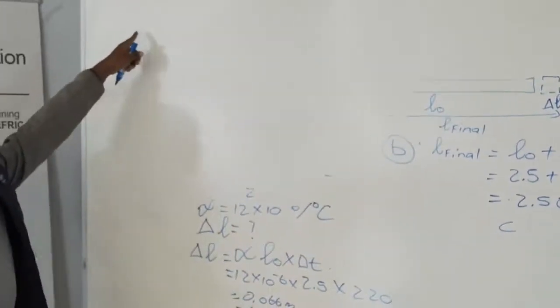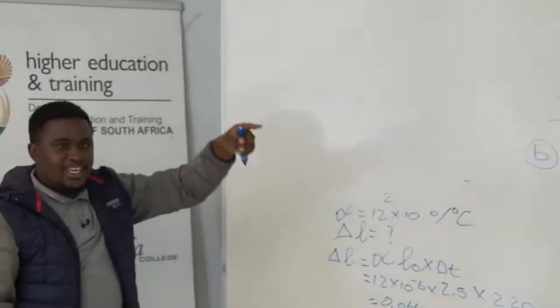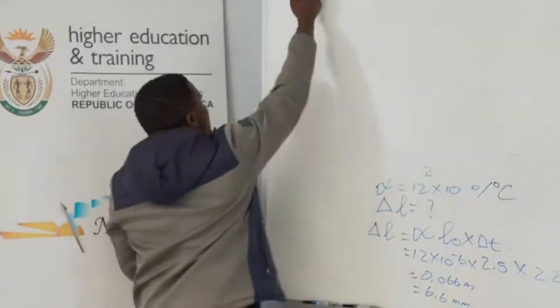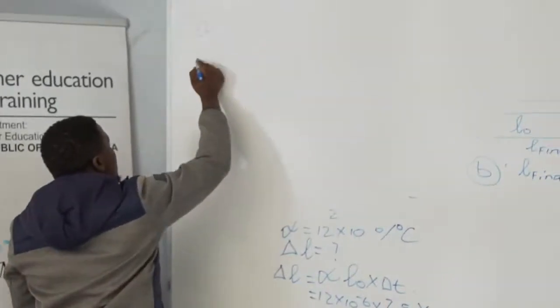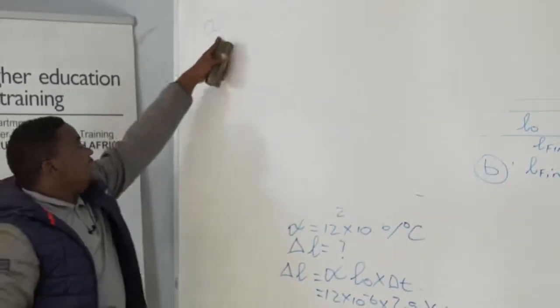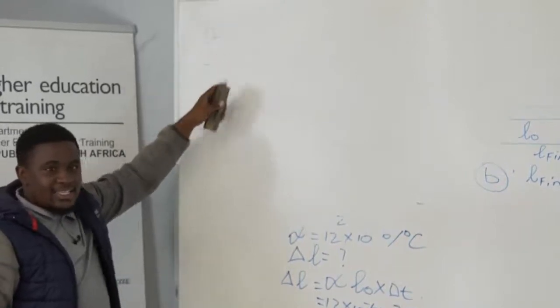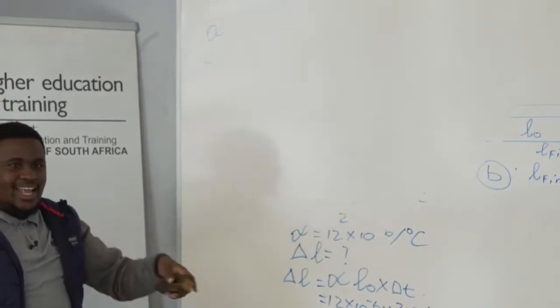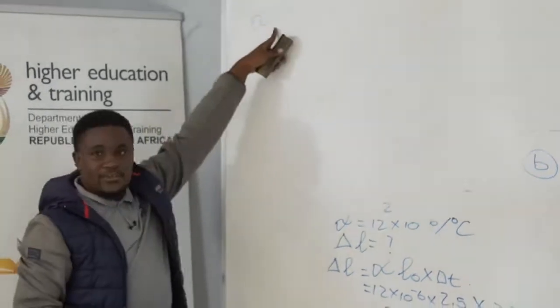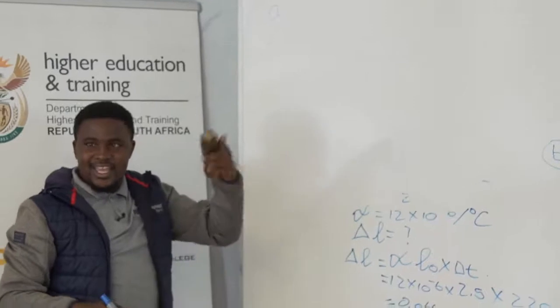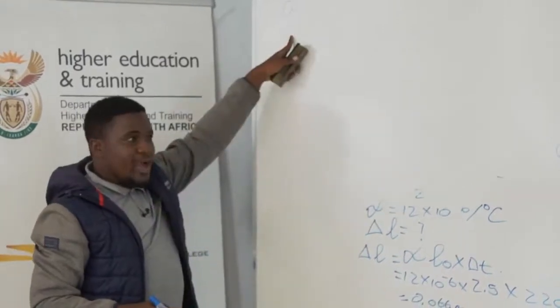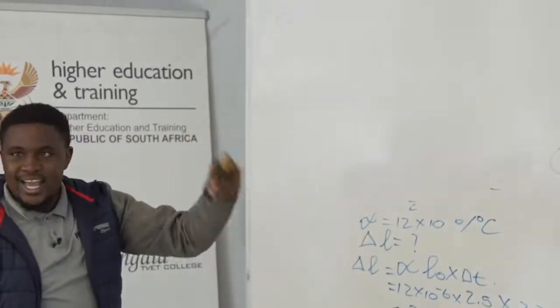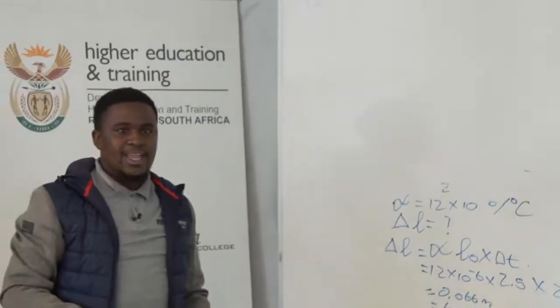The coefficient of linear expansion, alpha, and the specific heat capacity, which is our C. This alpha and this C are constant. What did we say? Each and every material has its own coefficient of linear expansion. Each and every material has its own specific heat capacity. You must keep that in mind.